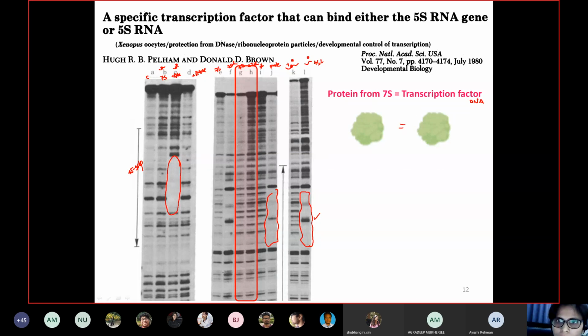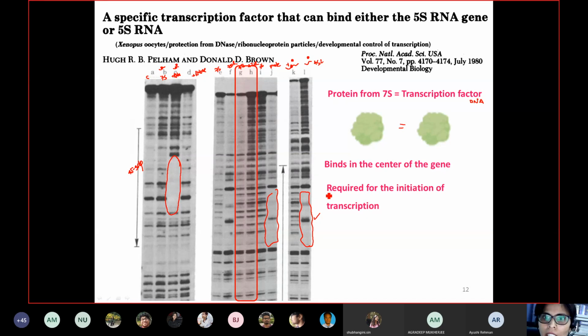So this was their conclusion, and from the footprinting assay, they were able to show that this transcription factor binds in the center region of the gene. For example, it binds from 45 to 96 base pair. So this is able to bind to the center region of the gene, and then it is required for the initiation of transcription. They have also checked whether it is involved in the transcription or not. So this was their finding. They said that this transcription factor is required for the transcription.